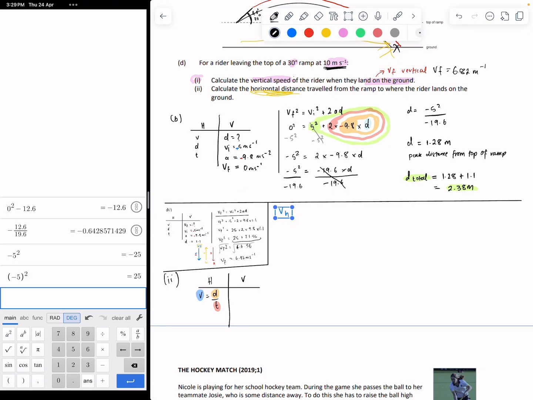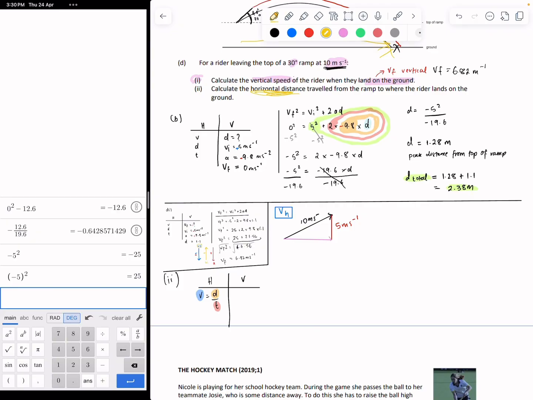How do we do that? Well, we know that the resultant velocity is 10 meters per second. We know that the vertical velocity is 5 meters per second. And we want to figure out this horizontal component. What's its velocity horizontally?